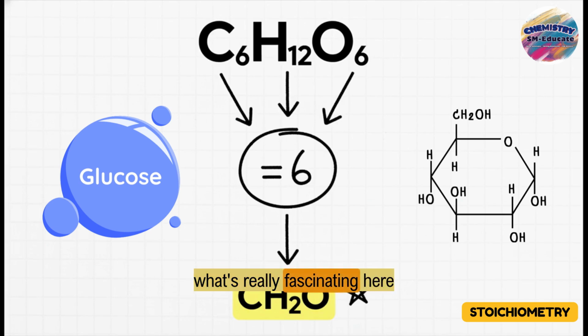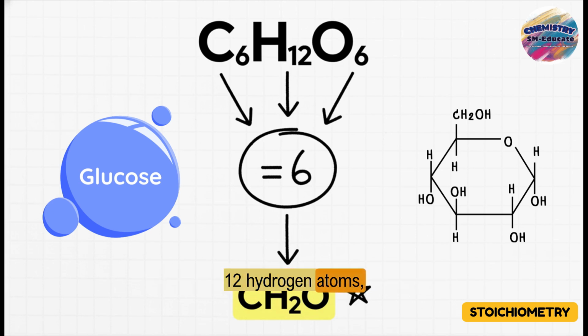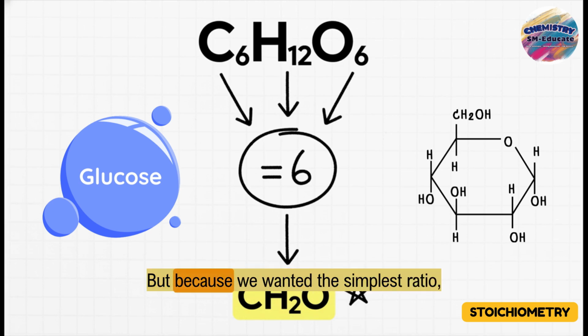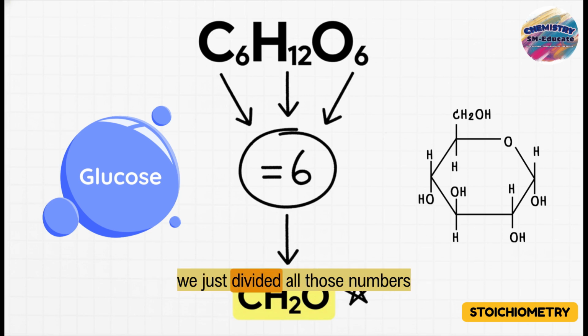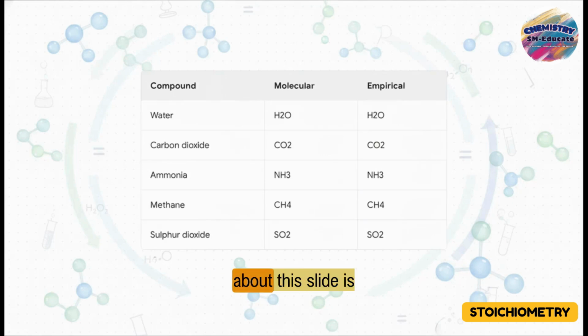Now, what's really fascinating here is that the text points out the full, exact molecular recipe for glucose is actually C6H12O6. It shows that every single molecule of glucose has 6 carbon atoms, 12 hydrogen atoms, and 6 oxygen atoms. But because we wanted the simplest ratio, we just divided all those numbers by our common denominator of 6 to get that CH2O base.